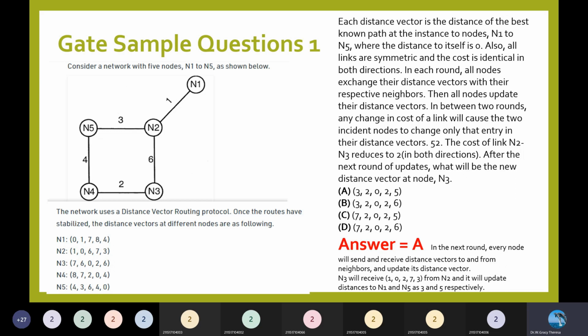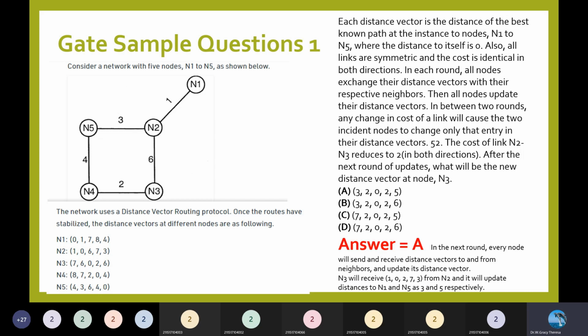Okay, there is some change in the particular ring. After the next round of update, there is a change in the cost. After the next round of update, what will be the new distance vector at node 3? So what they are asking is, after the change in the cost, what is the distance vector at node 3, whether it is 32025 or 32026 or 72025 or 72006.